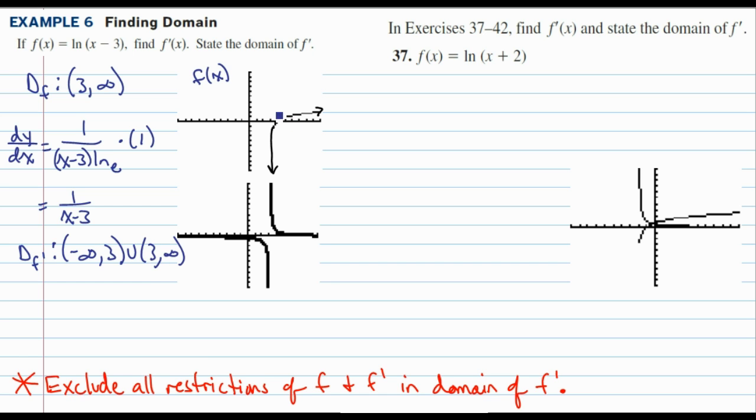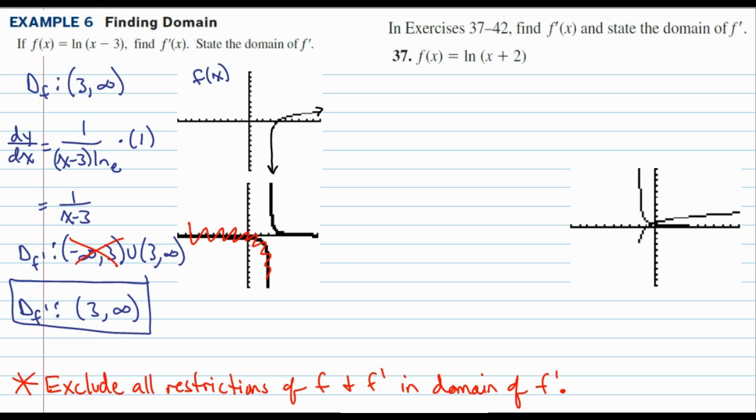However, we see that there was no function to the left of 3 in the original, so we have to cross that piece out, and really the domain of f prime, or the derivative, is only going to be from 3 to infinity. So finding the derivative didn't add any new restrictions for us. We just had to carry on the old ones.